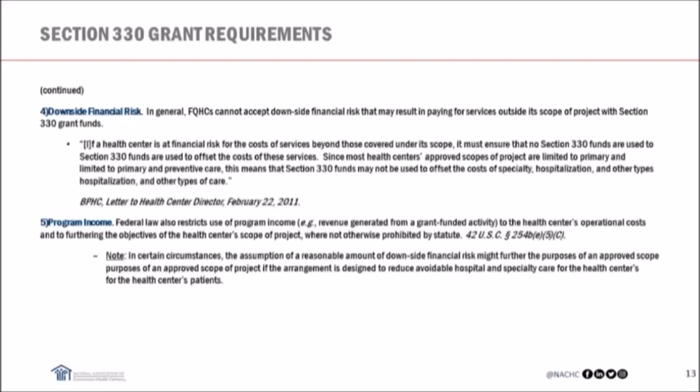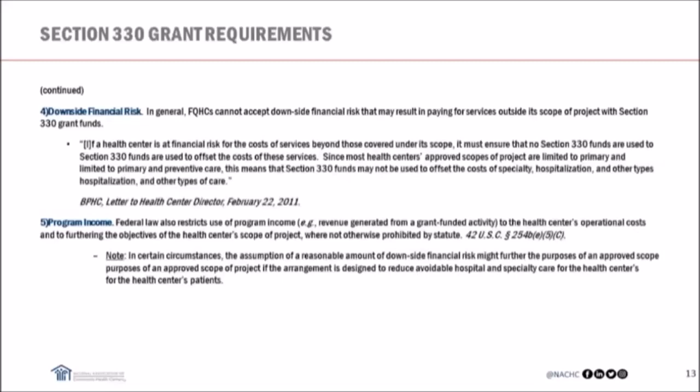Why? Because, again, it goes back to what services are approved under your scope of project. You can't use your grant funds for things that fall outside your scope of project, as the letter to health center directors from the Bureau makes clear. But you could use your program income to the extent that taking that downside risk in that total cost of care arrangement furthered the objectives of the health center's scope of project. So we believe that in certain limited circumstances, if you take a reasonable amount of downside risk and it furthers the purposes of your scope of project, then it would be permitted.